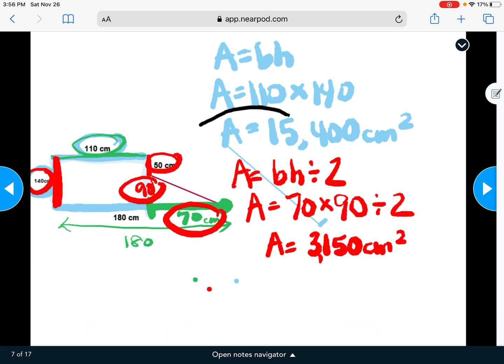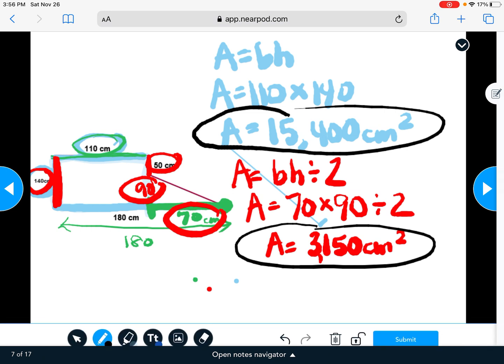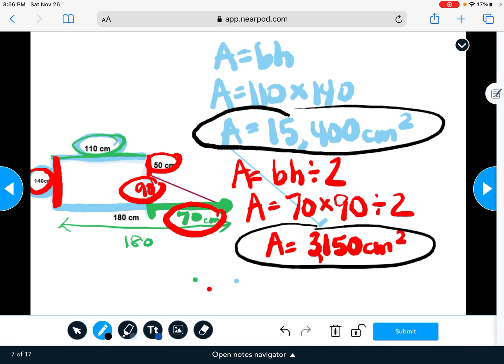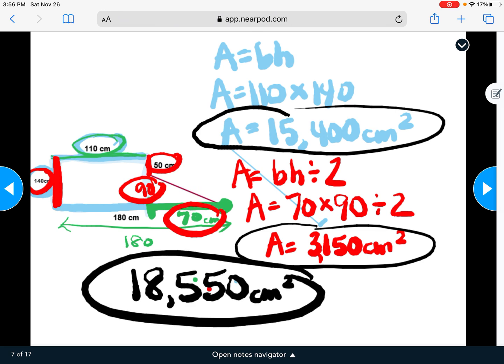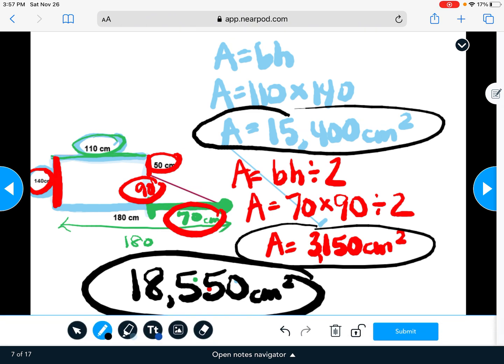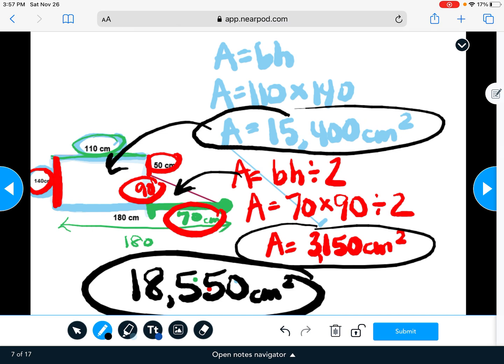All right, and on to find the total. To find the total, I'm going to add together the rectangle and the triangle to get the total area. So 15,400 plus 3,150 gives me a total of 18,550 square centimeters. That was the rectangle plus the triangle.